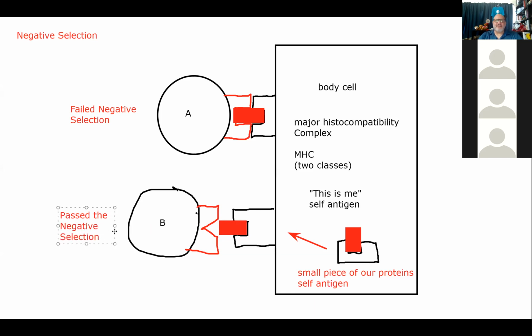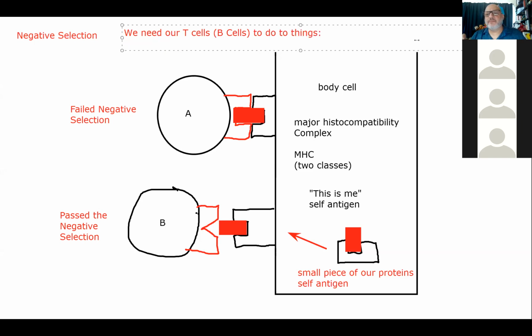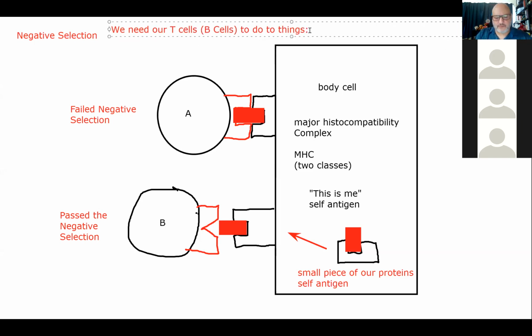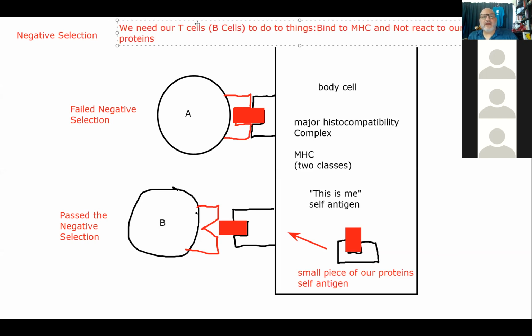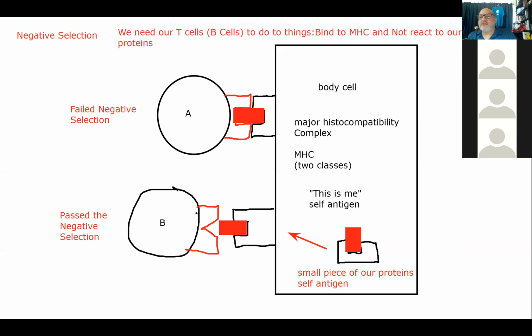So we need a T cell that can do two things. And again, I say T cells, but I also mean B cells. They must be able to bind to major histocompatibility complexes and not react to our proteins. And as long as it can do those two things, then it can be part of our immune response. So this is our negative selection.